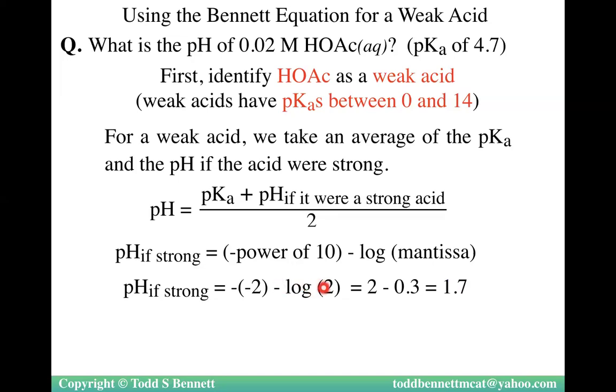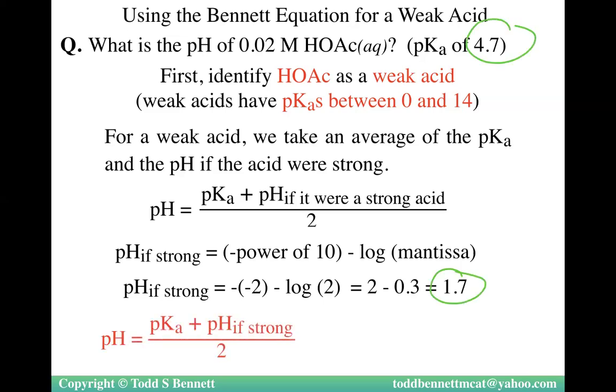So 2 minus log 2 is 2 minus 0.3, which is 1.7. So now the two numbers I need: I have my 1.7 and my 4.7. So I'm going to just plug in. The pK is 4.7, the pH if strong is 1.7. 4.7 plus 1.7 is 6.4. Divided by 2 is 3.2.